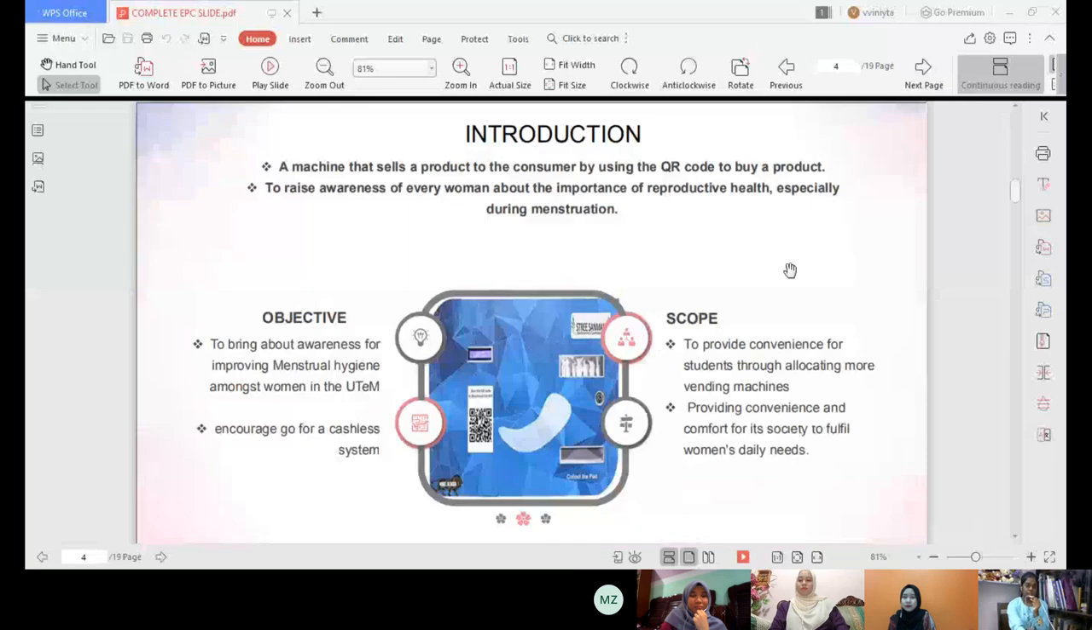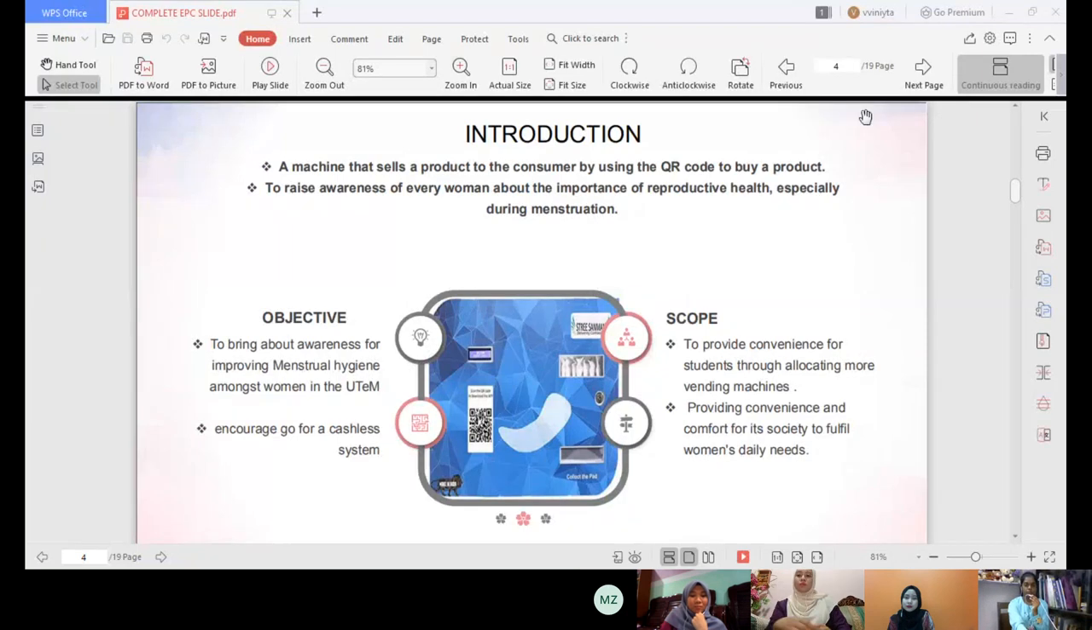Our purpose of this project is to see the benefit of a vending machine using QR code and evaluate the knowledge of menstruation and menstrual hygiene among women, especially in emergency. By using this QR code vending machine, the consumer makes payment by using the QR code to buy a product, and it is also a faster method by scanning the QR code.